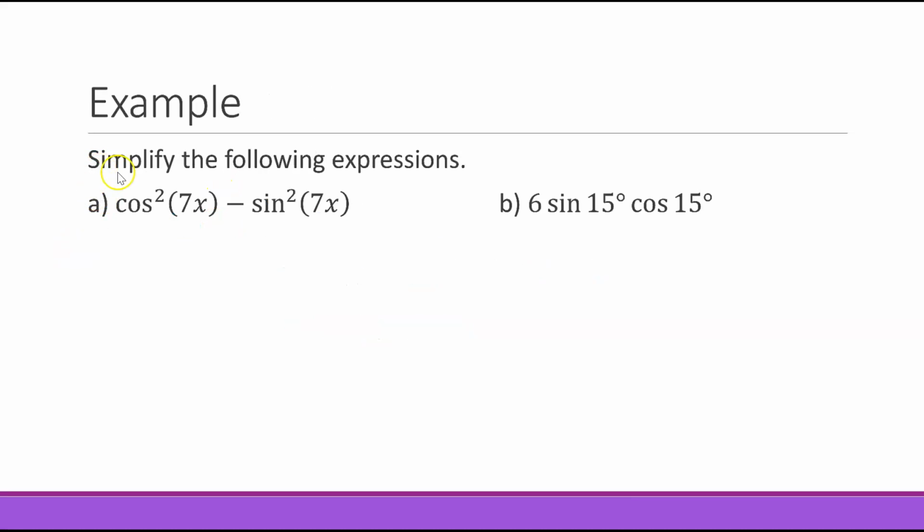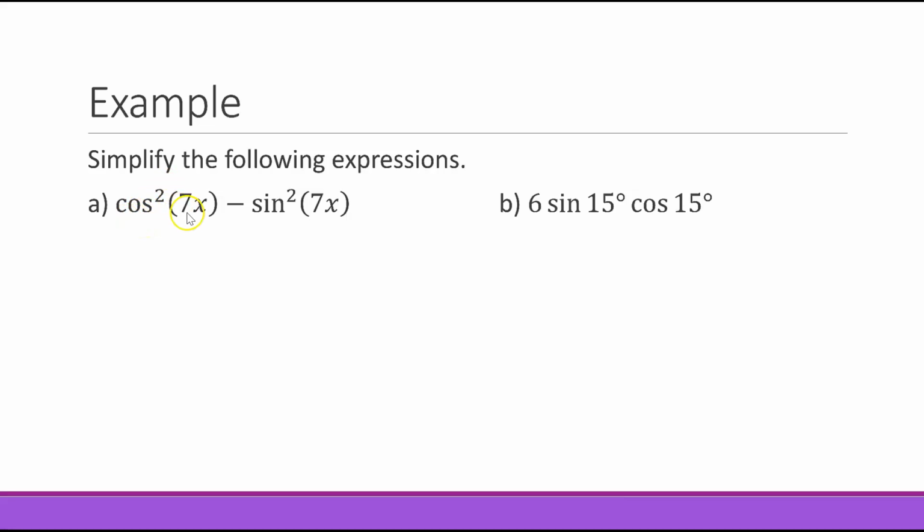In this example, we want to simplify the following expressions. In part A, we have cosine squared of 7x minus sine squared of 7x. Now, if this were a plus sign, then we know that we have the Pythagorean identity, and this would just equal 1. But since there's a minus between them, we don't have the Pythagorean identity. But we do have the double angle identity for cosine.